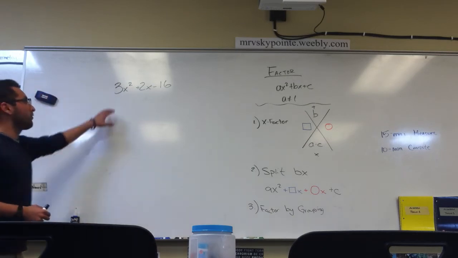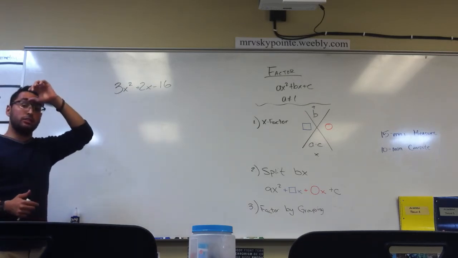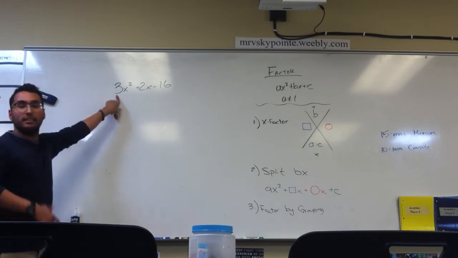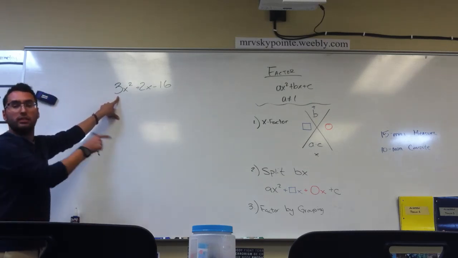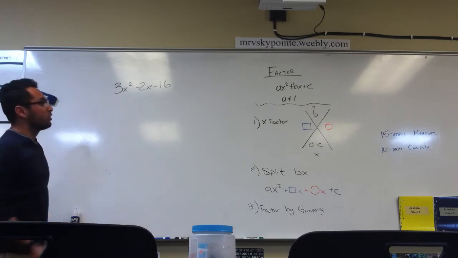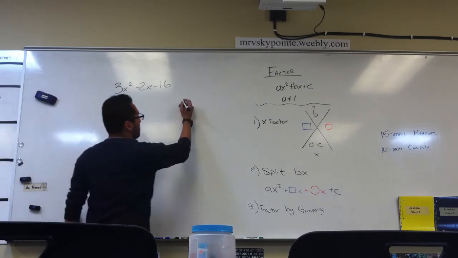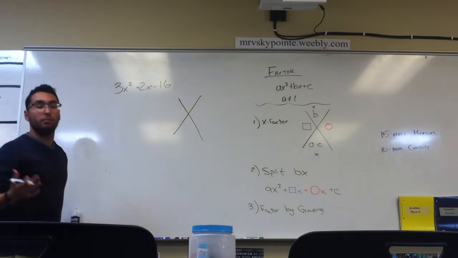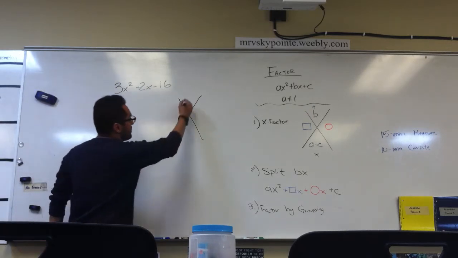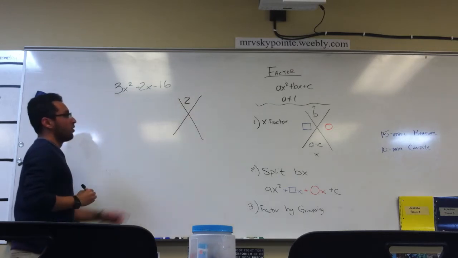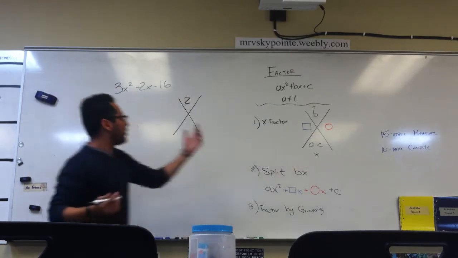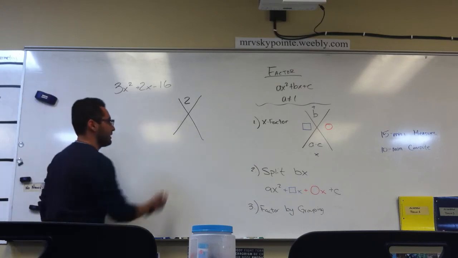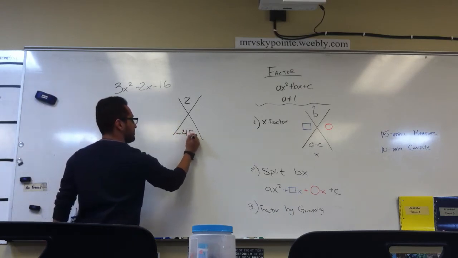Alright, well for this we have 3x squared plus 2x minus 16. We can tell that our a in this case is not 1, so I'm going to be using this case right here. Using step 1, we're going to use X factor. Which number goes up here as my b? Well, it's our middle term, which is 2. It says a times c over here. Well, a is 3, c is negative 16. So I multiply that, and it becomes negative 48.